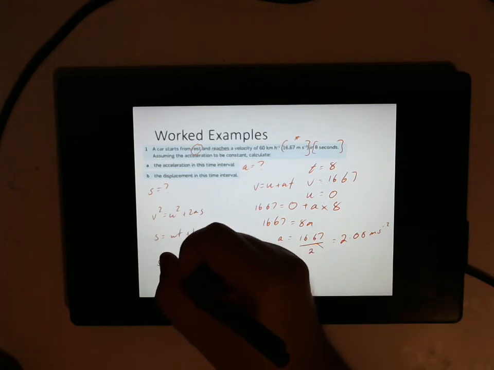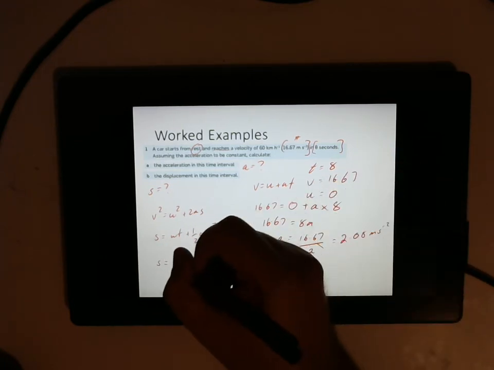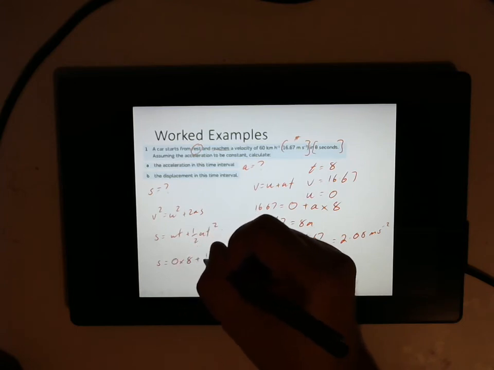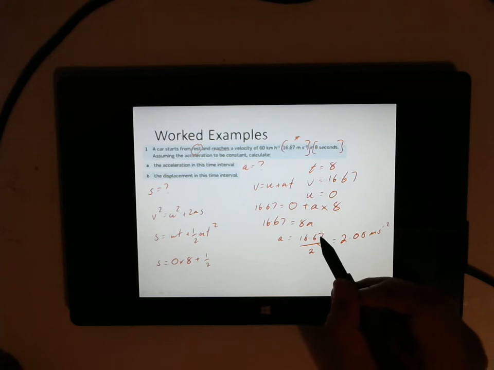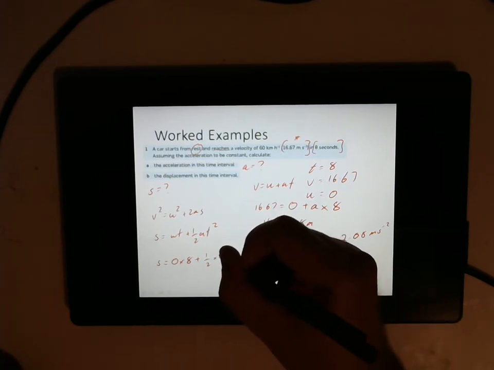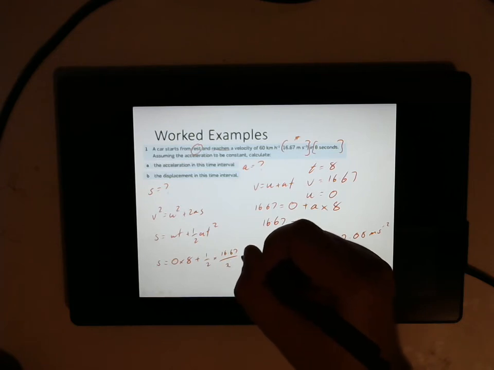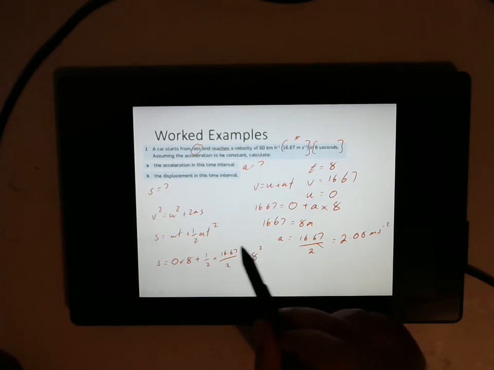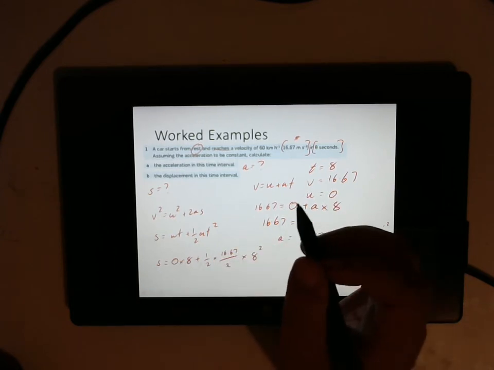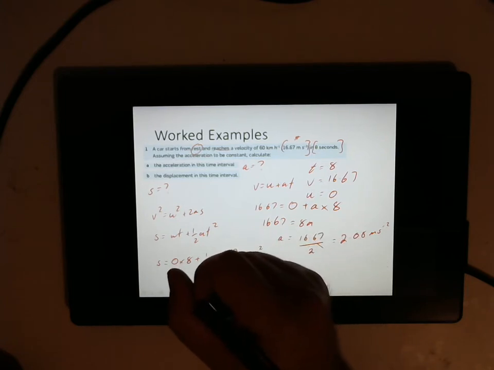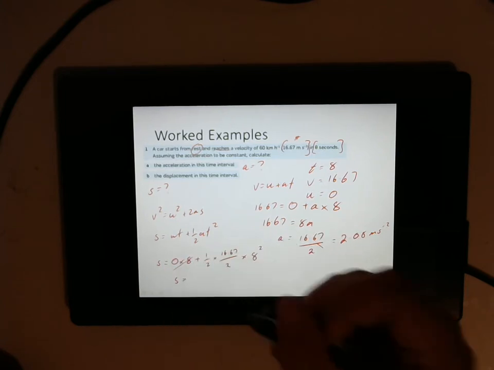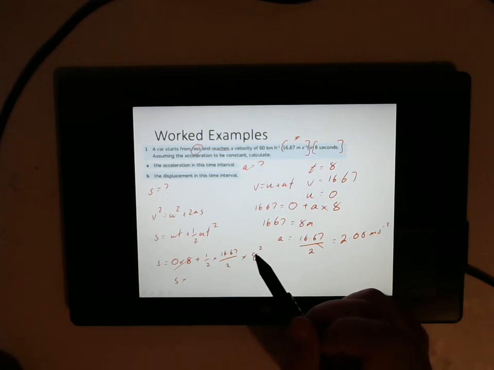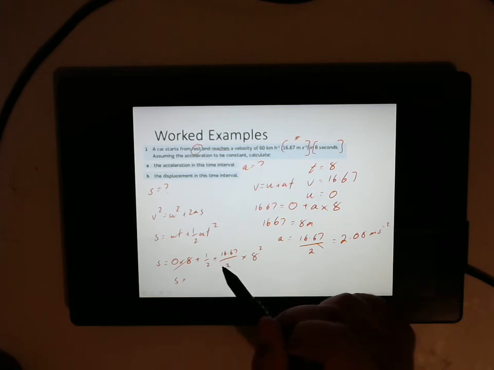We're going to get S equals, well, U is equal to 0 times 8 plus a half. Well, A was equal to, well, let's put the whole thing in, 16.67 over 8 times T squared, 8 squared. Be careful with this, make sure you're only squaring the 8, not squaring the whole thing. 0 times 8 is 0, and then 0 plus that is just going to be that, so that bit here goes away. We're going to have S equals, let's work this through, 8 squared is 64. Half of 64 is equal to 32, and half of 32 is equal to 16.